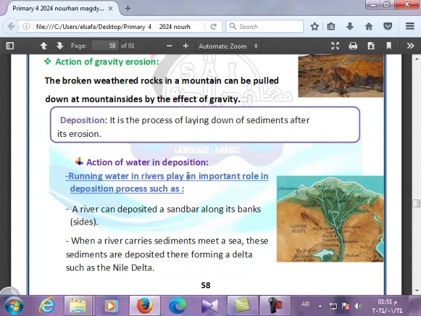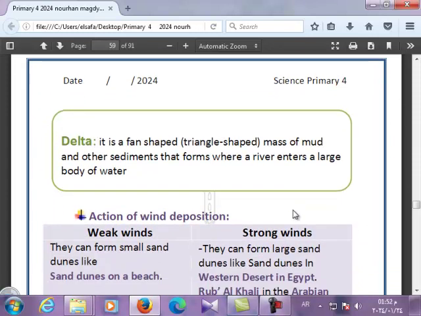Action of water in deposition. Running water in rivers plays an important role in the deposition process, such as a river can deposit a sand bar along its banks. When a river carrying sediments meets a sea, these sediments are deposited there, forming a delta such as the Nile Delta, shown in this picture. A delta is a fan-shaped or triangle-shaped mass of mud and other sediments that forms where a river enters a large body of water.